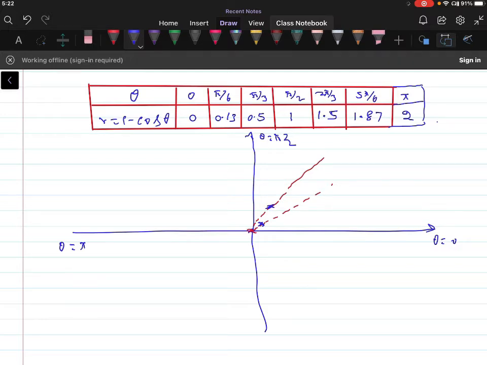When theta is equal to pi by 2, r will be 1 here. This is the line theta is equal to pi by 2, the y-axis. So let us plot the r value 1 here. When theta is equal to 2 pi by 3, the r value will be 1.5. Let us plot the line theta is equal to 2 pi by 3. The r value is 1.5, so we can plot the point here.